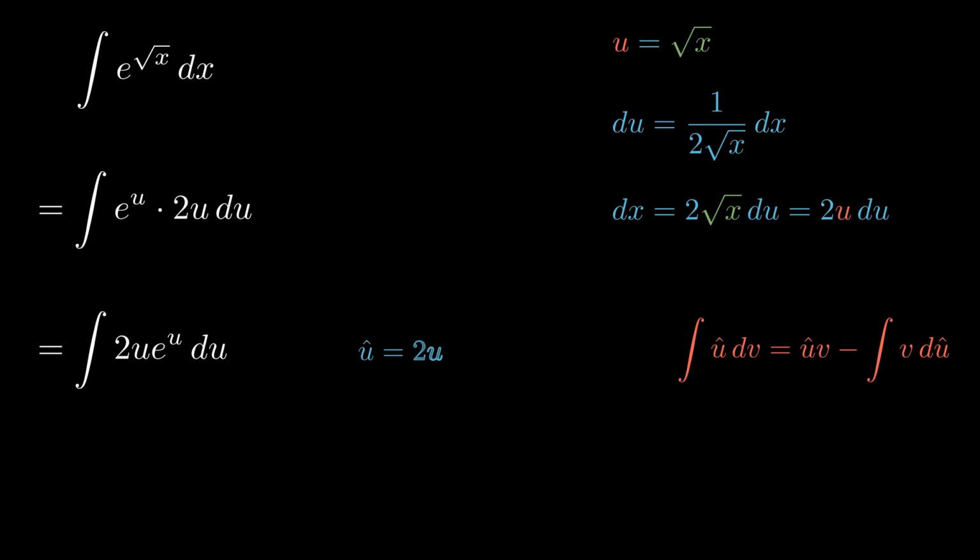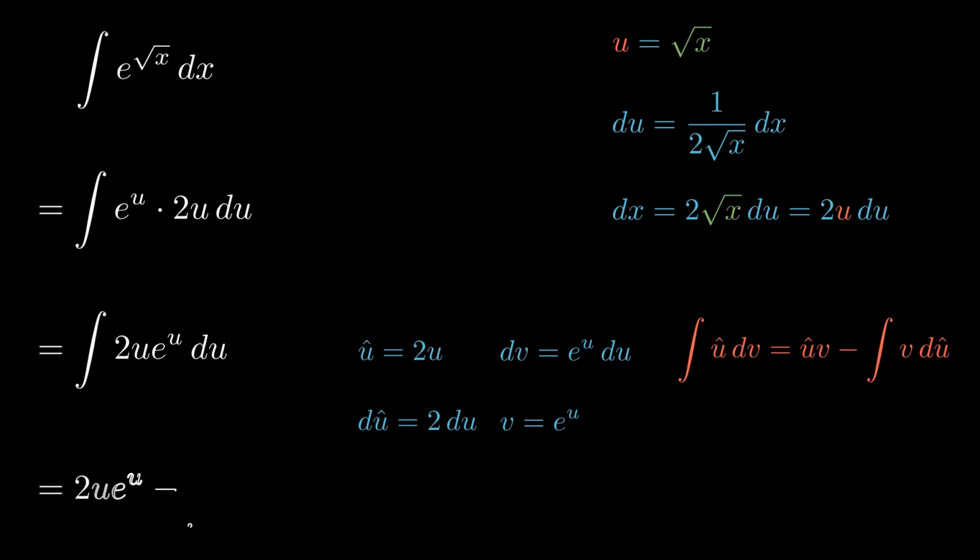I'm going to let u hat equal to u, which is what we need to differentiate, and dv equal e to the u du, which is what we need to integrate. This leads to du hat equals 2 du and v equals e to the u.